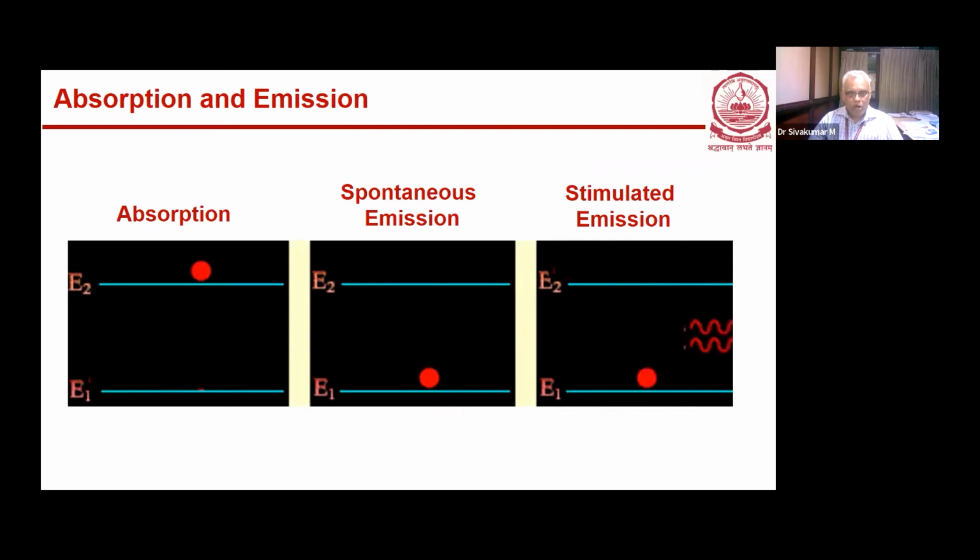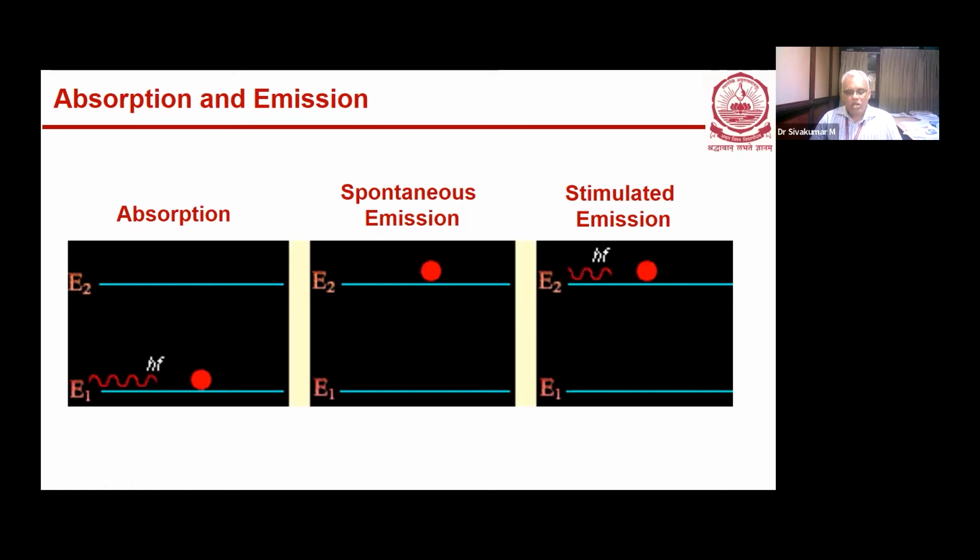An incoming photon of energy hf is absorbed by this electron and goes to the excited level E2. And in the second case, spontaneous emission, this electron in the excited level comes spontaneously to the ground level by emitting a photon of energy, this one. And in the third case, if you see carefully, an incoming photon of energy hf stimulates the electron in the excited level so that the electron will go to the ground level by emitting another photon. So totally there are two photons that are in phase with each other. So this is the absorption and emission process in general.